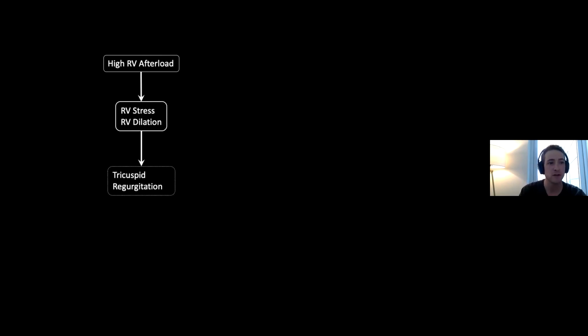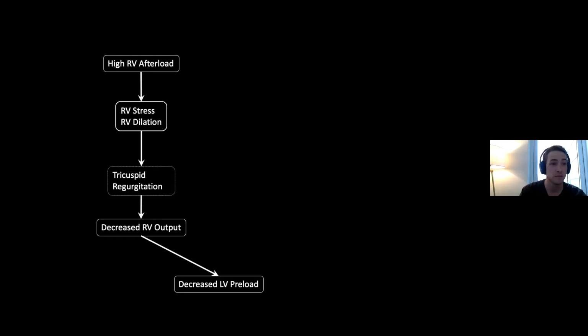And since the right ventricle is a low pressure, high volume machine, this extra stress and volume leads to a decrease in right ventricle output, since it just can't handle that extra strain. As our cardiopulmonary vasculature is in series, this results in less preload to the left ventricle. And to make things worse, as the right ventricle gets more and more dilated, it can start pushing against the left ventricle.